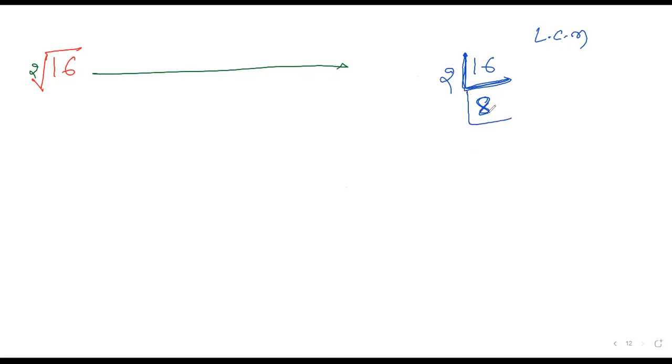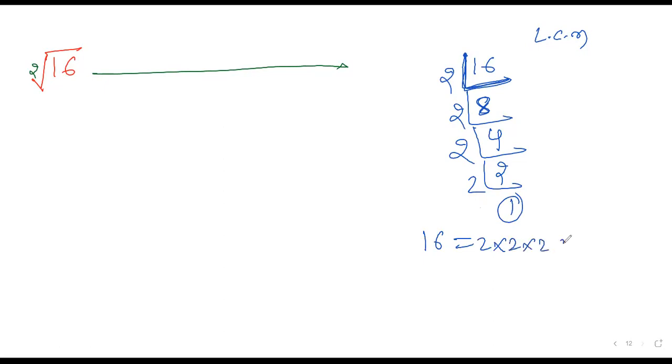Next, what is there? 2 4s are 8. Still it's possible. So 2 2s are 4. Am I clear? The thing is, we need to go like this till we get 1. So you write 16 as a multiple of these four numbers: 2 into 2, 2 into 2 also. The 1 you leave out, because multiplying with 1 gives the same thing. So I continue like this: 2 into 2 into 2 into 2.